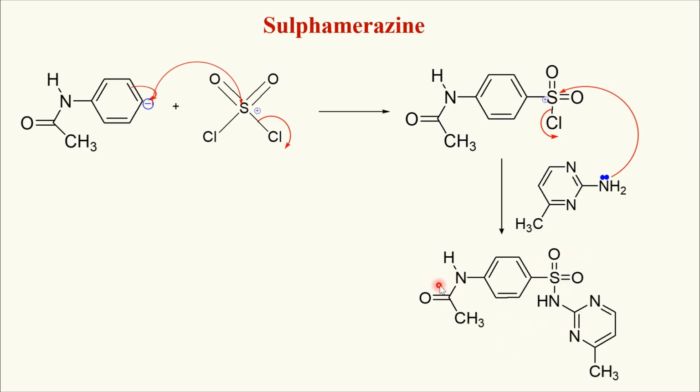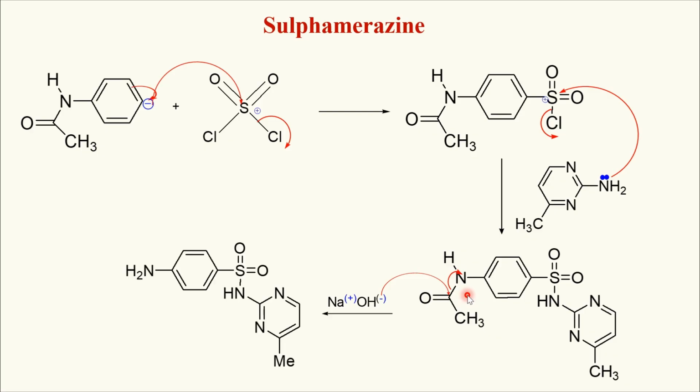If I hydrolyze this, the aceto group is removed. I treat with sodium hydroxide. OH minus attacks the carbonyl carbon, and the bond between the nitrogen and carbon breaks, and it hydrolyzes to give the corresponding amine derivative, that is nothing but sulfamerazine. This is how we can construct this sulfamerazine ring system. This has its utility as a good antibacterial agent.